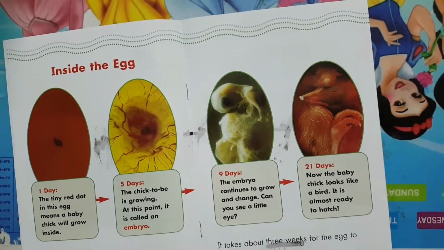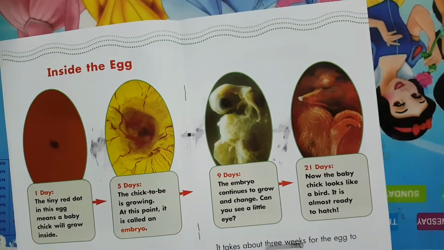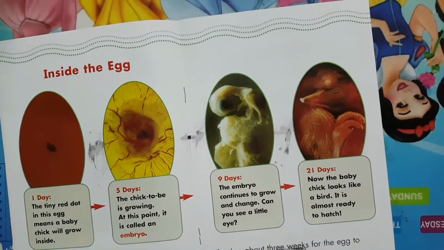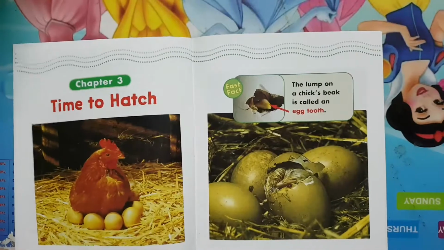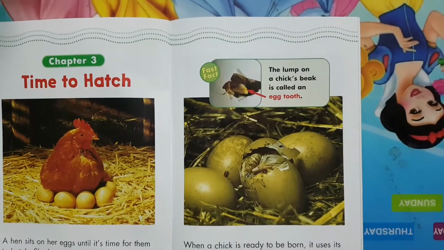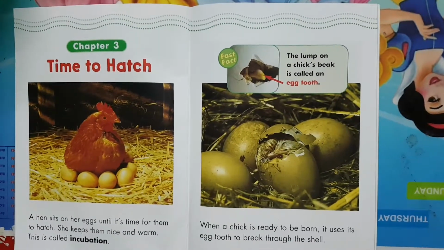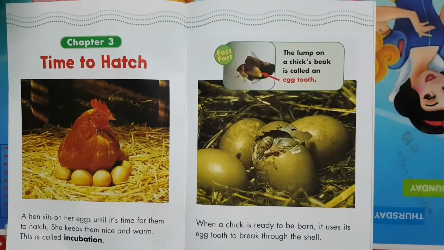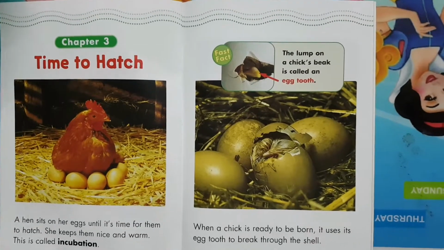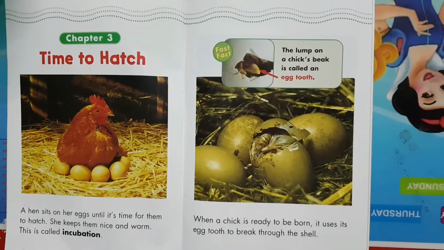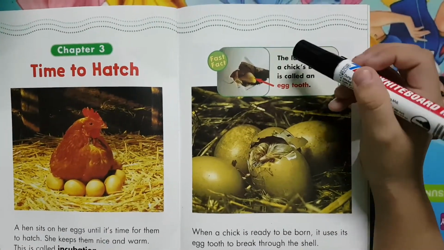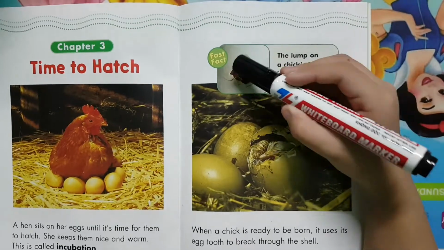It takes about 3 weeks for the egg to develop into a chick. Do you like chicks? The hen sits on the eggs until it is time for them to hatch. It keeps them nice and warm. It's called incubation. The tip of the chick's beak has a tooth called an egg tooth.